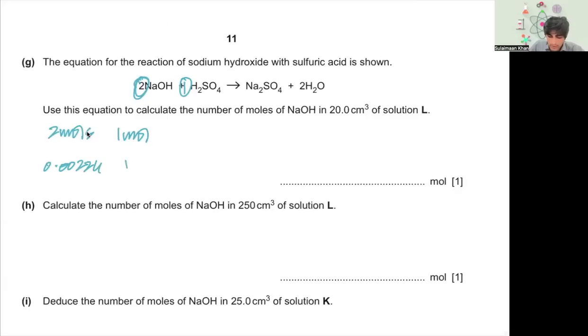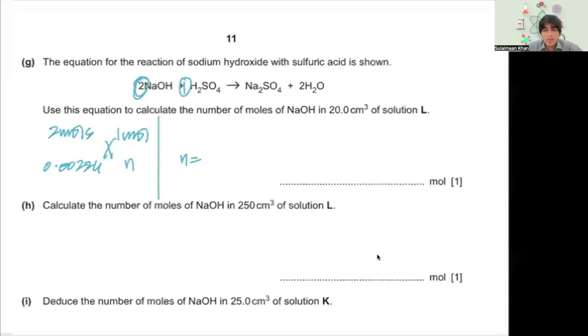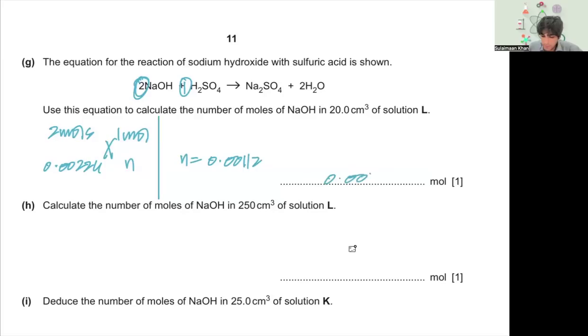0.00224 would react with how many moles of NaOH, and cross multiply. What do I get? These are the moles of NaOH. It's probably going to be half of this. 0.00112. Done, sir. Is it correct? 0.00112, or is it 0.00448?